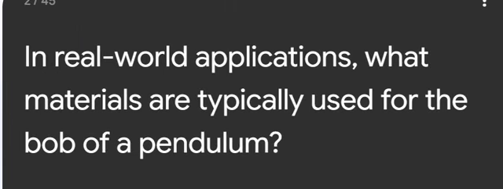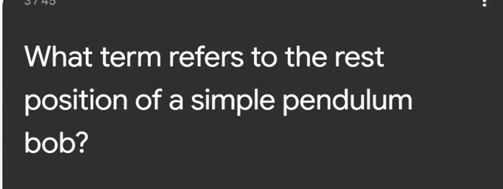In real world applications, what materials are typically used for the bob of a pendulum? Very important question. Just in one part of this chapter only the answer is given, but it's just, I think, one line given in the book. So find out and write the answer. Third question is on your screen.